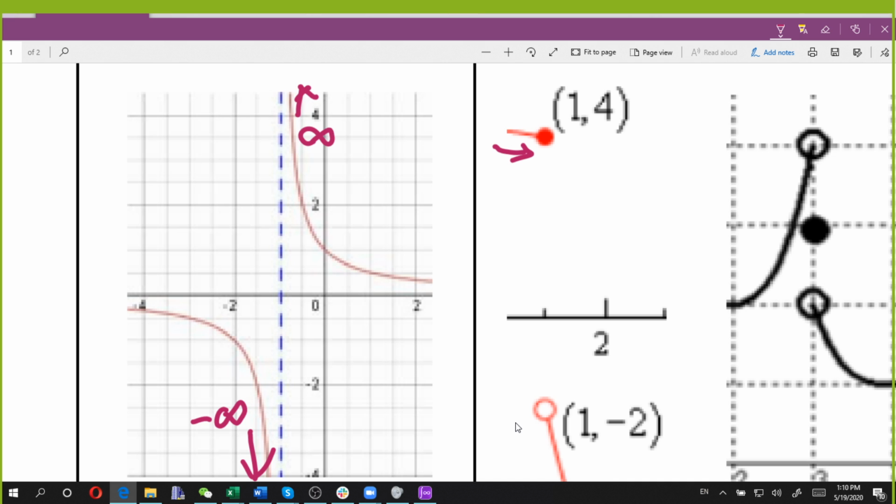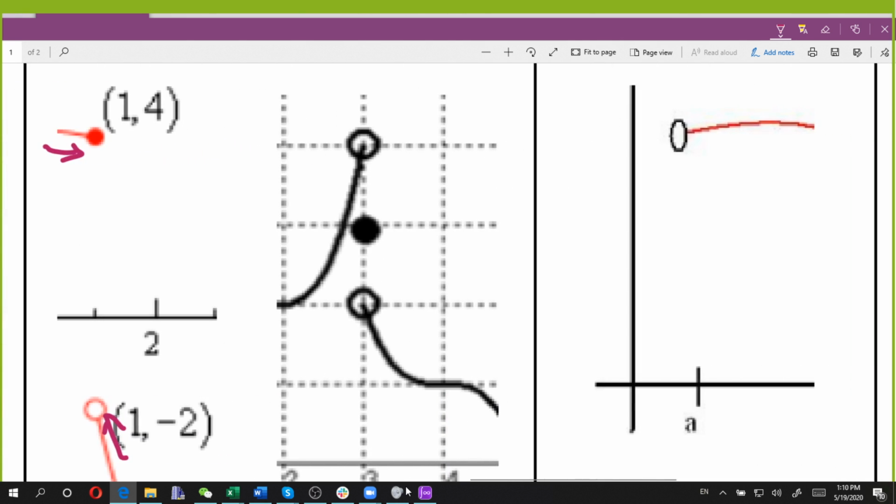Here, my limit from the left is 4, my limit from the right is negative 2. So I don't have a general limit, so this is a non-removable discontinuity. Same thing here. Limit from the left is not the same as the limit from the right. And here, there is no limit from the left, and there is a limit from the right, which means my general limit does not exist.